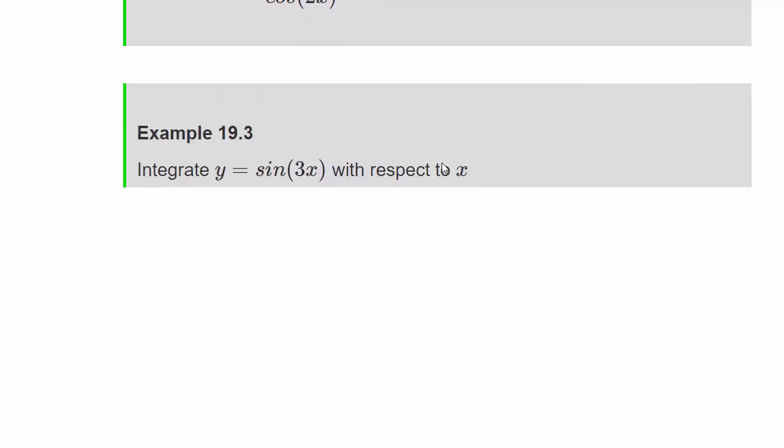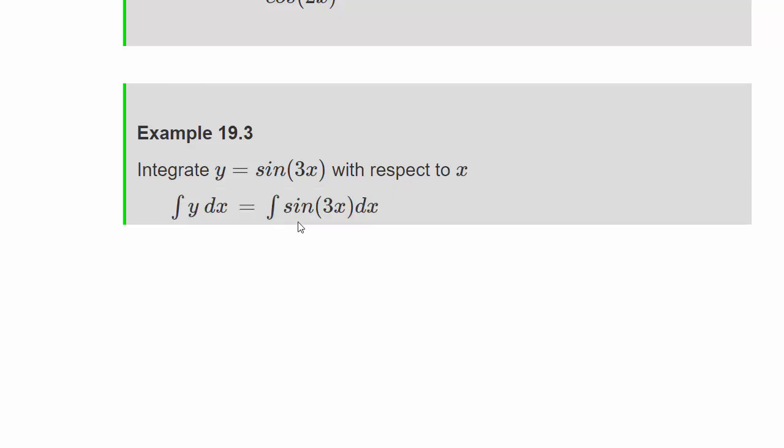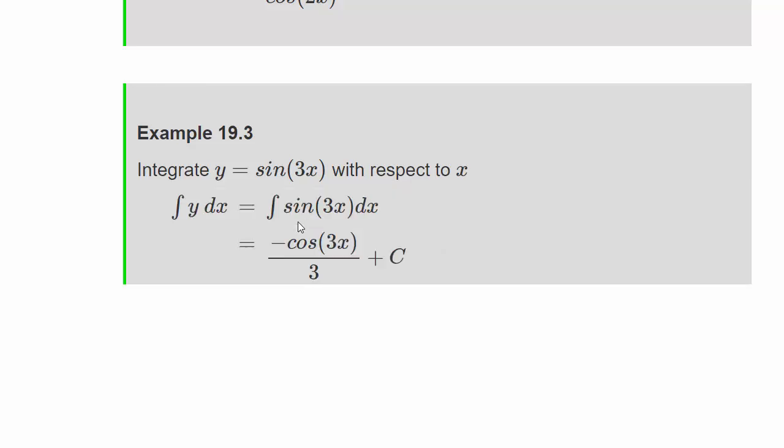Now let's try integrating sine 3x with respect to x. The integral of sine is going to be minus cosine. Let's just think about that for a minute. If you differentiate cosine you get minus sine, but we're integrating sine, so we must get minus cosine. And then by the chain rule we've got 3x here, so we then divide by 3 and we have a constant of integration. So the integral of sine 3x is equal to minus cos 3x over 3 plus a constant.